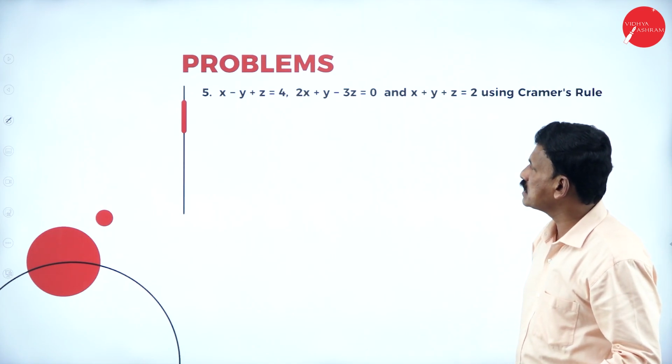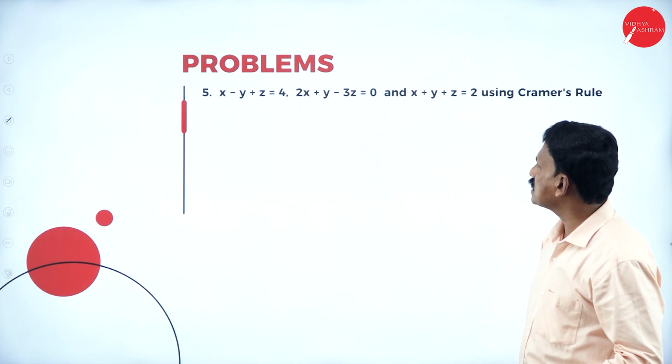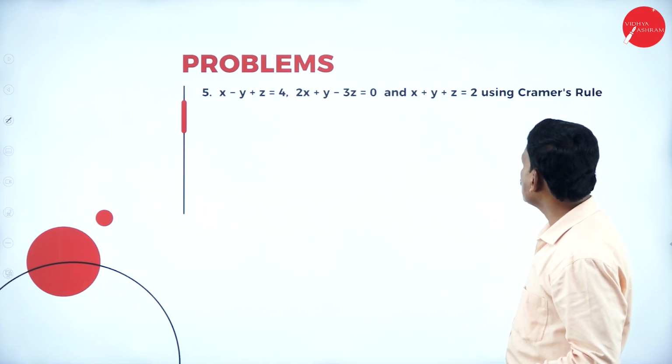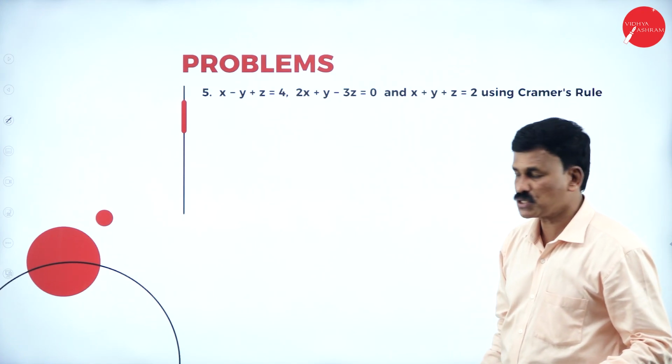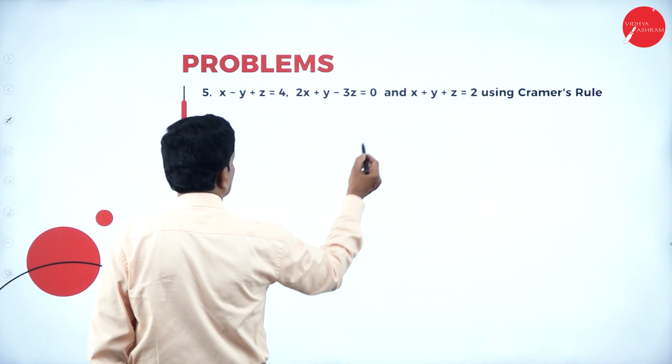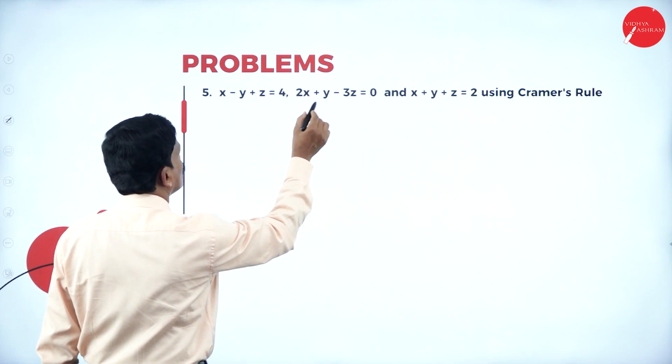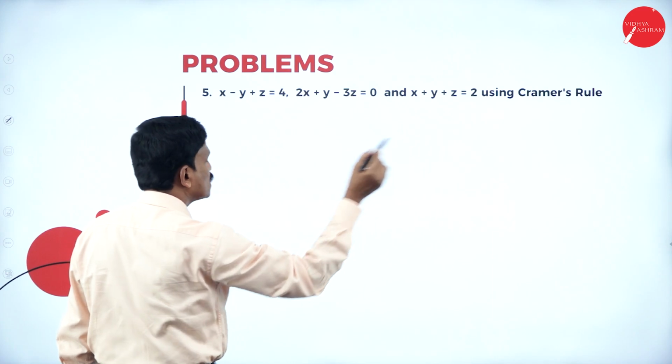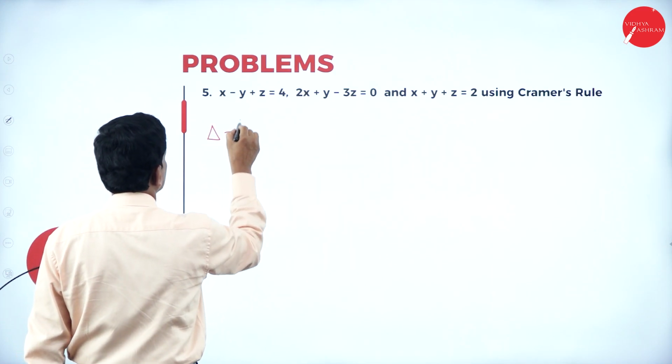x minus y plus z is equal to 4. 2x plus y minus 3z is equal to 0. x plus y plus z is equal to 2, using Cramer's rule. Now check whether it is in order or not. x, y, z, constant; x, y, z, constant; x, y, z, constant. Now write down the value of delta.